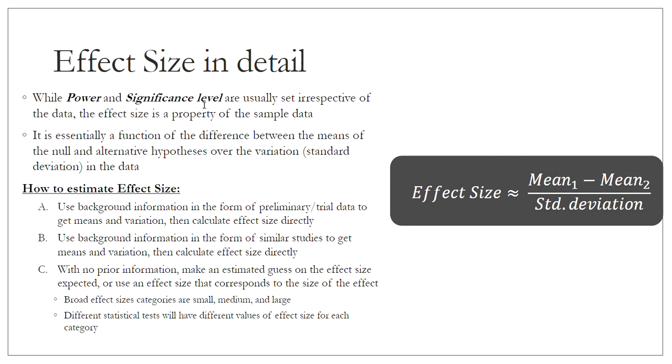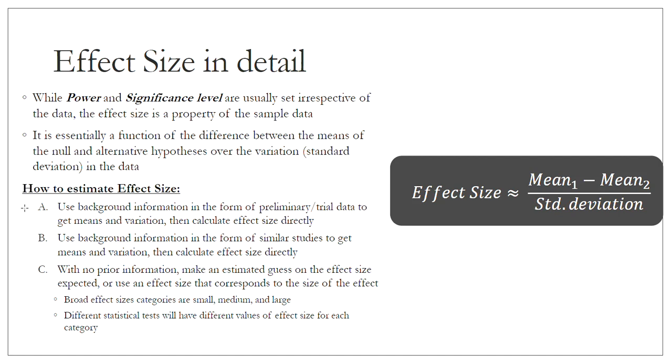So effect size in detail. While power and significance level are usually set irrespective of the data, the effect size is a property of the sample data. So it's essentially a function of the difference between the means of the null and alternative hypotheses over the variation, which is our standard deviation in the data. So you can see that over in this formula where it says effect size, mean 1 minus mean 2 over the standard deviation. So you don't have to worry about that formula. That's just to make sure you kind of get a feel for what that means.